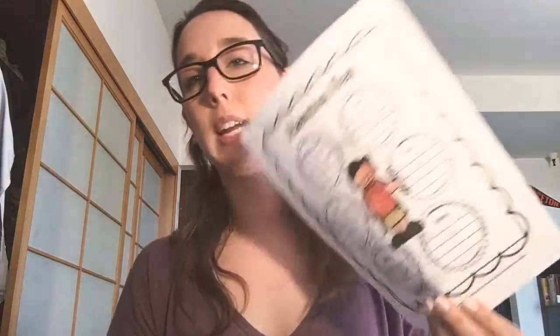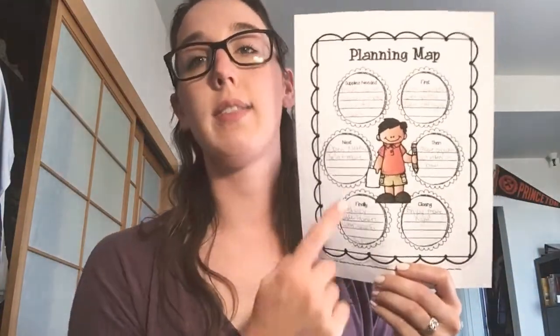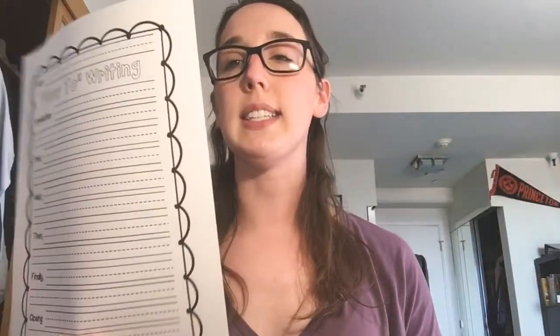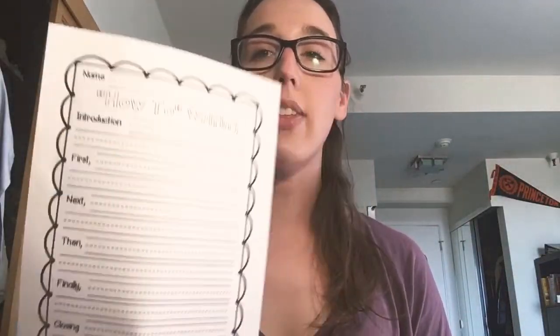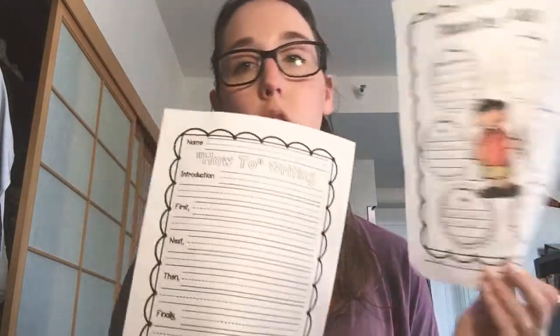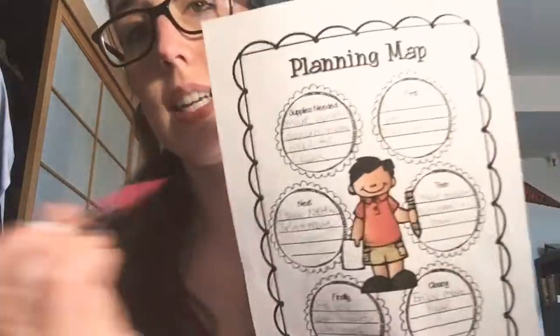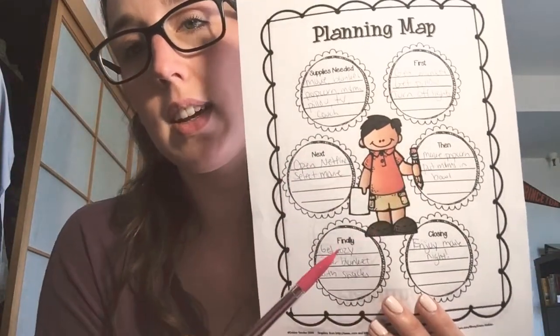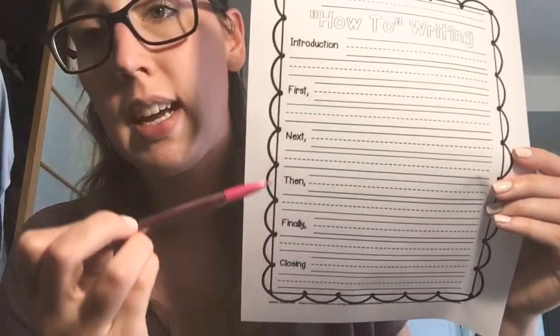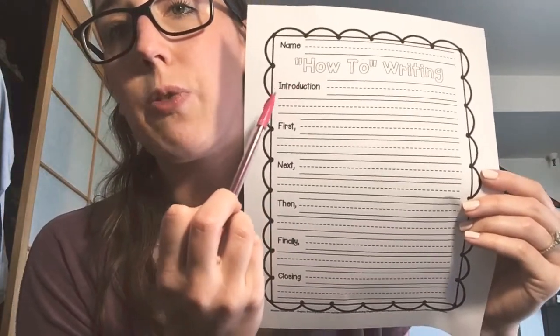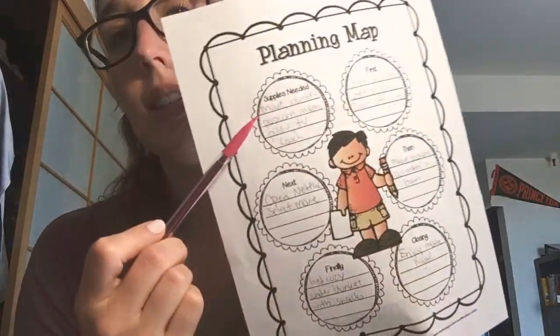So I have pulled my planning map because I think it'll be helpful to have the notes that we made yesterday on our activity. And then you're also going to need this how-to writing page. Now the nice thing about this page is it goes right along with this planning map. So you can see that we've got first, next, then, finally, closing, and it's the same thing here. Now the only thing that's different is this one asks for your introduction, whereas this one has supplies needed. And that's because in your introduction, you can say what supplies you're going to need.